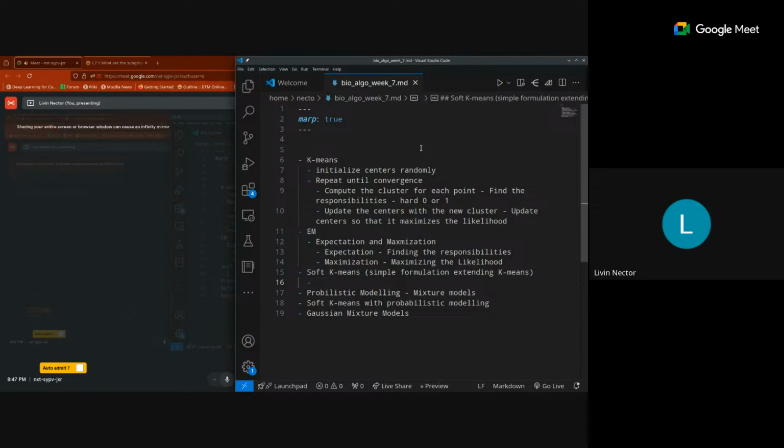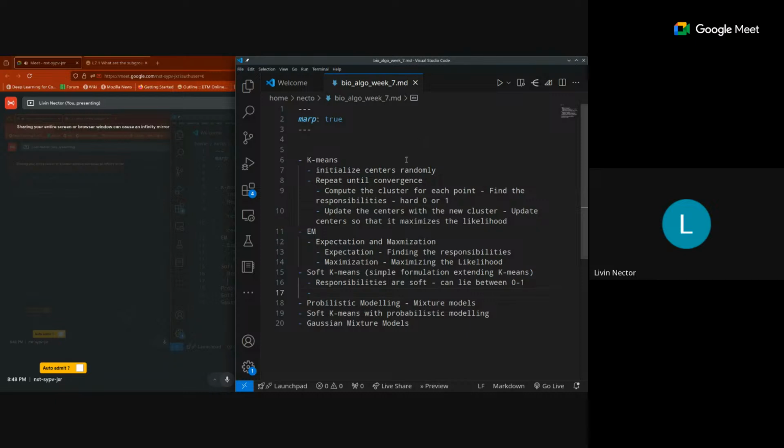So here, responsibilities are soft, which means they can lie between 0 and 1. And then we update the cluster centers using the same formula that maximizes the likelihood.